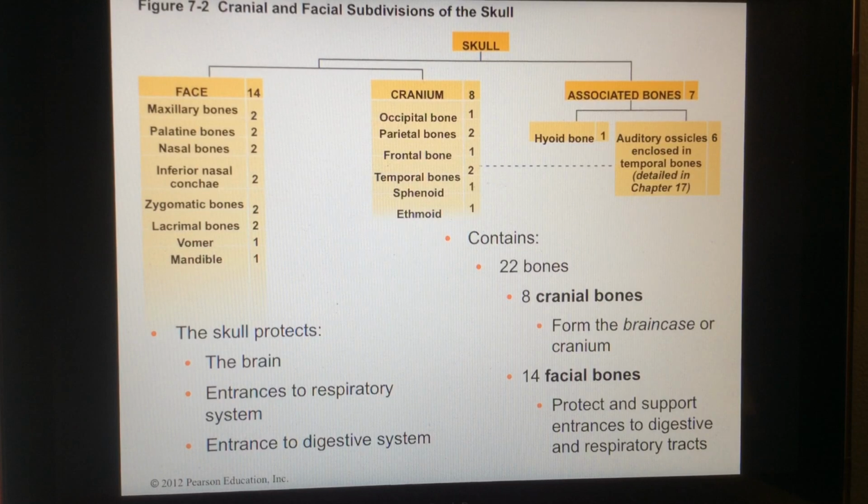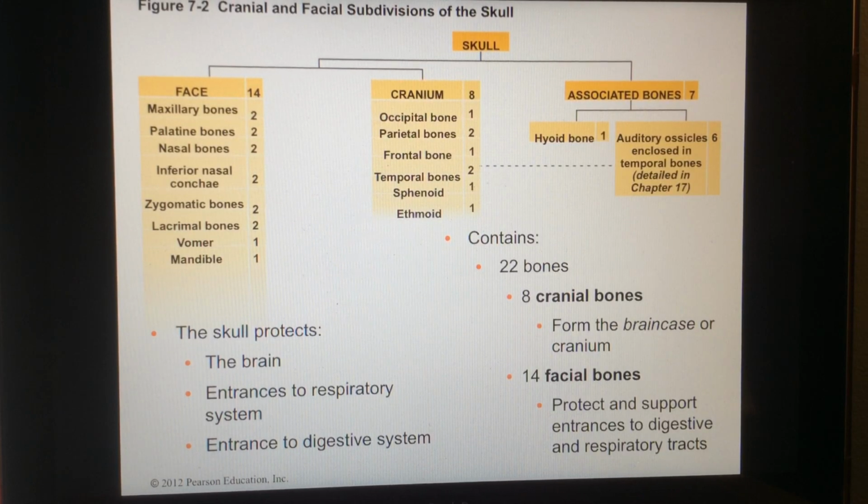So figure 7.2 will kind of subdivide this out. Remember, the skull protects the brain, entrances to the respiratory and the digestive system. Your cranial bones are going to be the occipital, parietal, frontal, temporal, sphenoid, and ethmoid. Your facial bones are going to be paired maxillary, paired palatine, paired nasal, paired inferior nasal concha, zygomatic bones, lacrimal bones, a vomer, and the mandible. So you can see that most of the facial bones are paired.